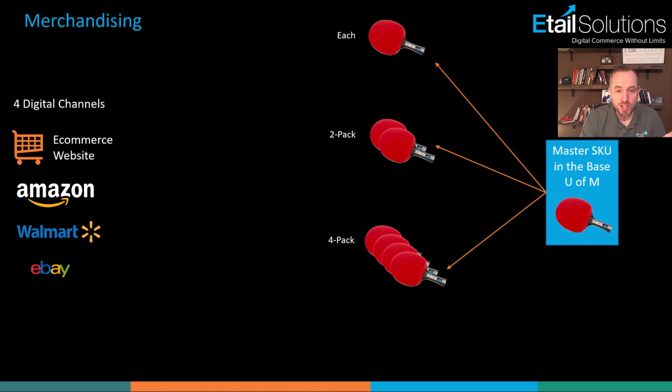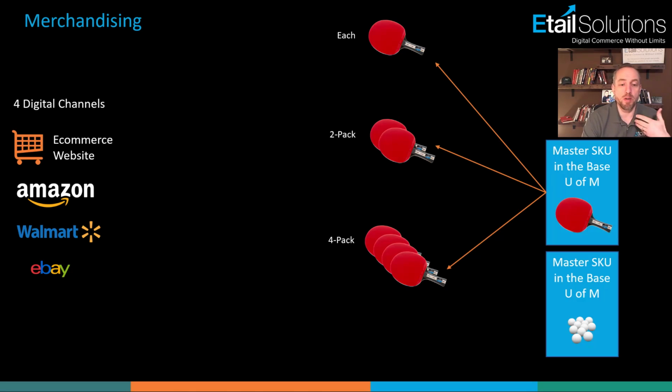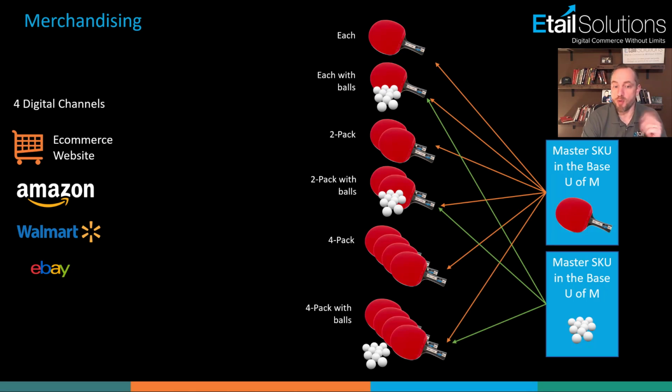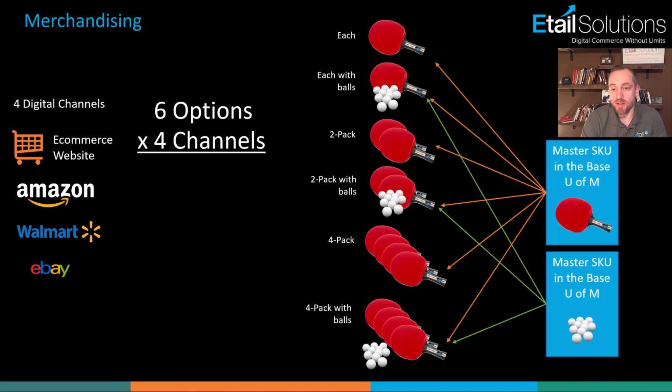But if we get even just slightly creative and build kits out of this, we could publish with ping pong balls added to each of these. You could have an each with ping pong balls, a 2-pack, and a 4-pack with ping pong balls. That gives you a total of 6 options times 4 channels, which gives you 24 listings. So that's merchandising, and this is one very, very simple example.